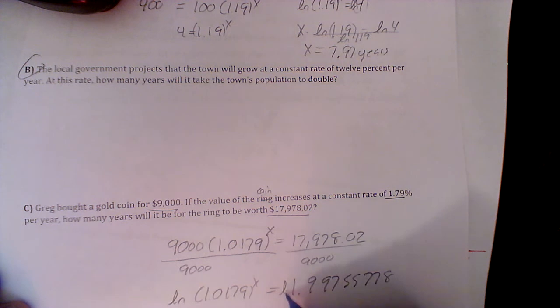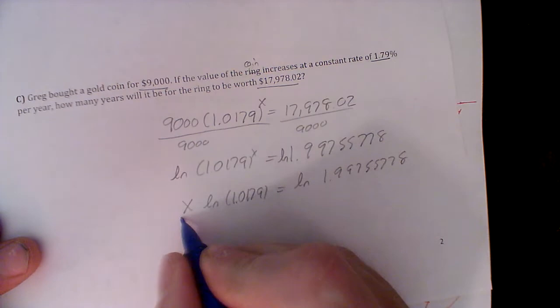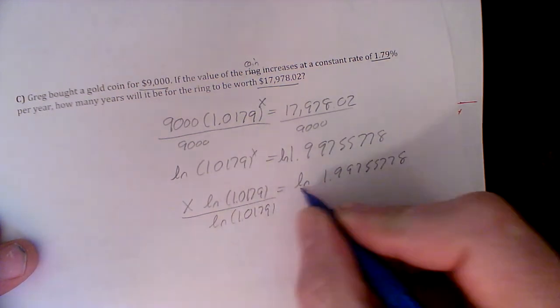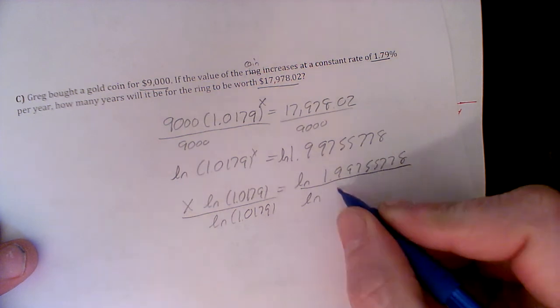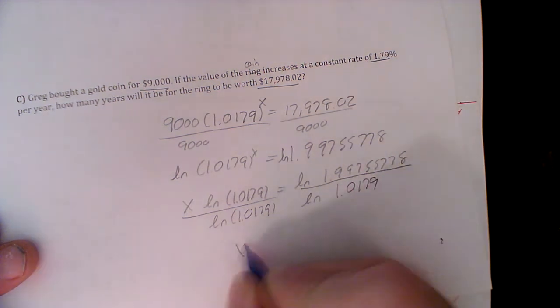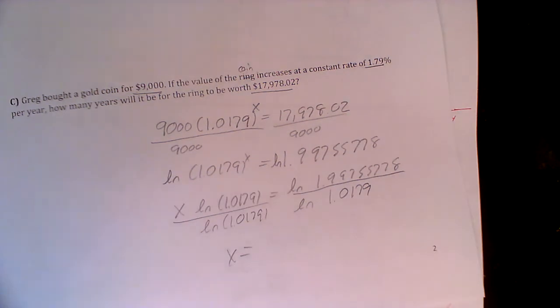We're going to natural log both sides, and the x comes out front, natural log of 1.0179, and this equals a natural log of 1.9975577.8, and then we divide, oh, let me make sure this is on the page, sorry you guys. We divide by the natural log of 1.0179, and I think this is going to be the easiest thing you've done yet. I'm going to go ahead and put that in my calculator and see what I get.